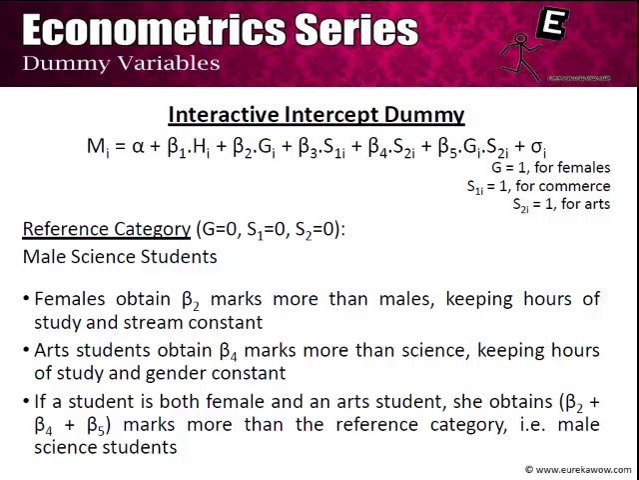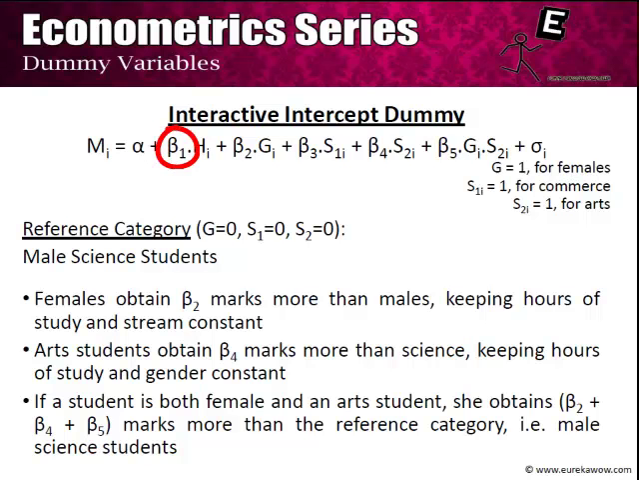Now to find out the reference category, again set g equal to 0, s1 equal to 0 and s2 equal to 0. As before, we are talking about male science students. Now the interpretation of various coefficients in this model are as follows.